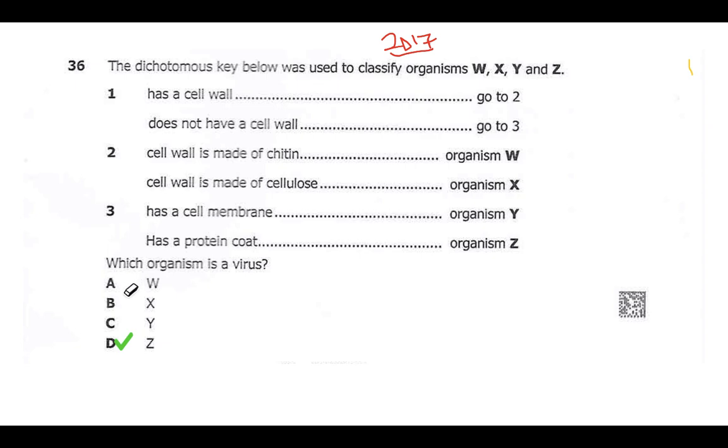So they can ask which organism is a virus. The one that has a protein coat. Looking at the features, like we are discussing in this topic, when you look at the feature of an organism, that feature will tell you exactly what type of organism it is. So this organism is a virus. The organism which is a virus is Z. So our answer there is Z.